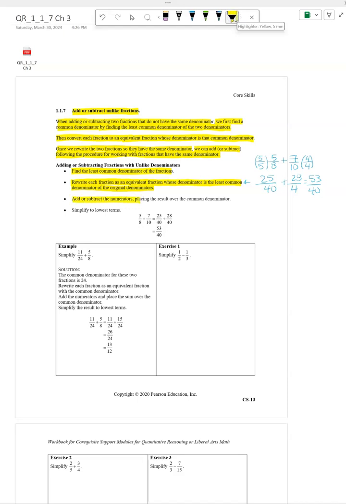Alright, then we're going to add or subtract the numerators, placing the result over the common denominator, which we just did there. Then simplify to the lowest term. So if this was anything that could simplify, we would go ahead and do that, okay? Alright, hopefully you understand what I just said.